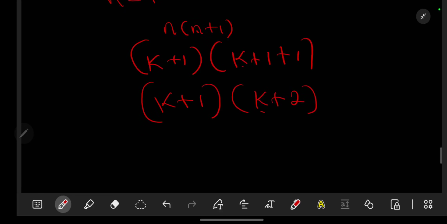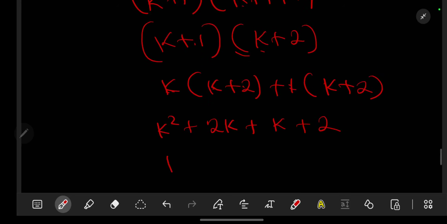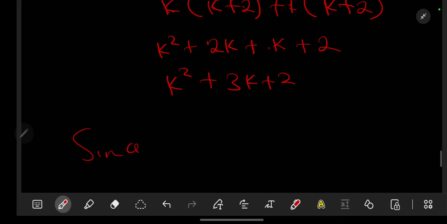So expanding this, it will be equal to, we have our k multiplies everything, so we have k plus 2, plus our 1 multiplies everything, we have k plus 2, like that. K by k will be k squared, plus k by 2 will be 2k, plus 1 by k will be k, 1 by 2 will be 2, which will give us k squared plus 3k plus 2. So as required.